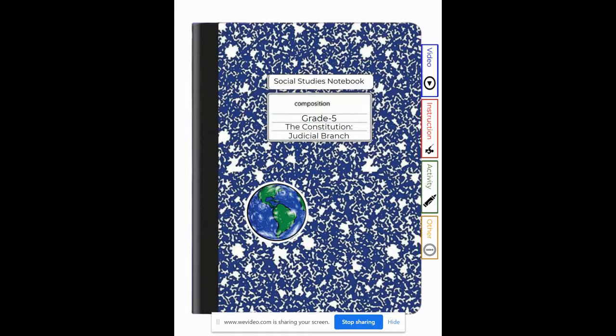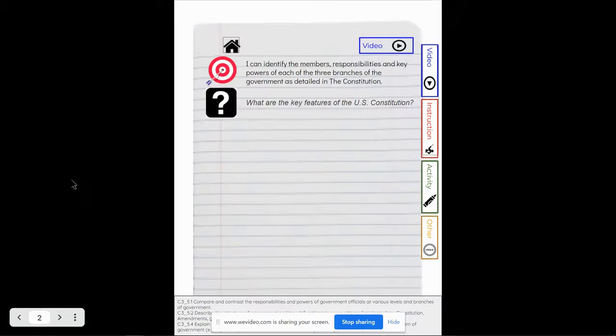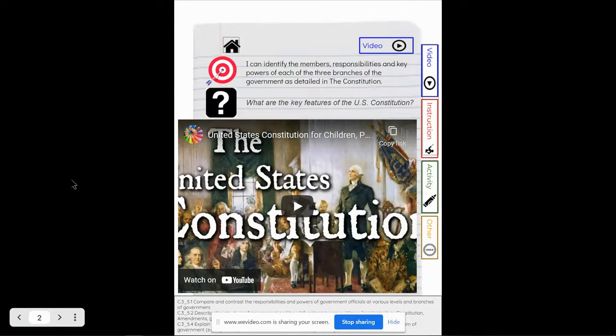So, this is the last in this series of lessons about the Constitution. Your goal, as it has been in the previous two lessons, is that you can identify members, responsibilities, and key powers of each of the three branches of the government as detailed in the Constitution. And again, this video helps you to understand how did we get to where we are today with the Constitution.